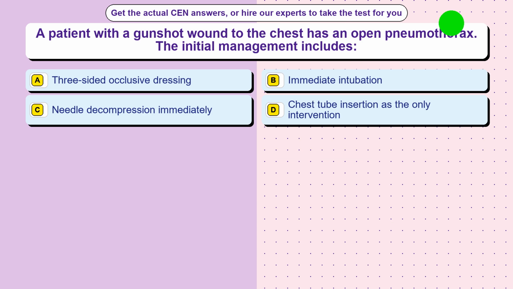Question 65. A patient with a gunshot wound to the chest has an open pneumothorax. The initial management includes Option A, 3-sided occlusive dressing. Option B, immediate intubation. Option C, needle decompression immediately. Option D, chest tube insertion as the only intervention.